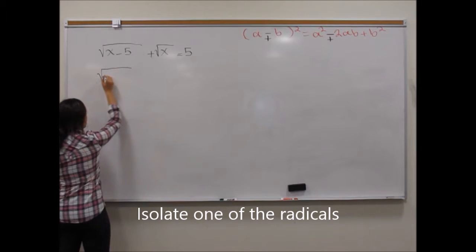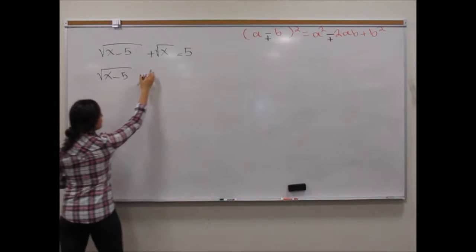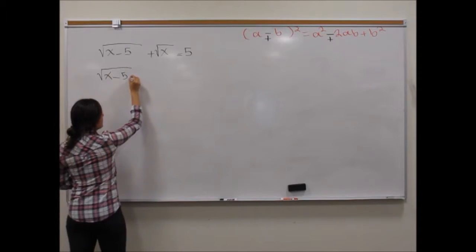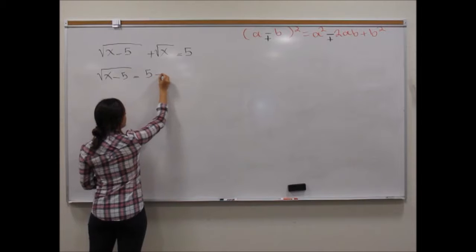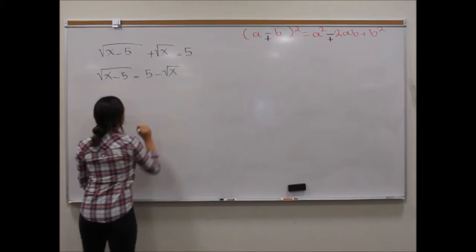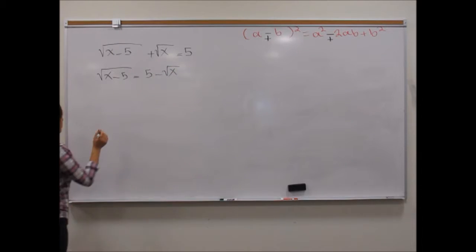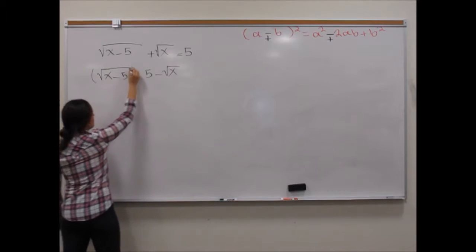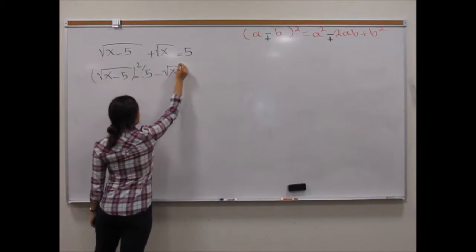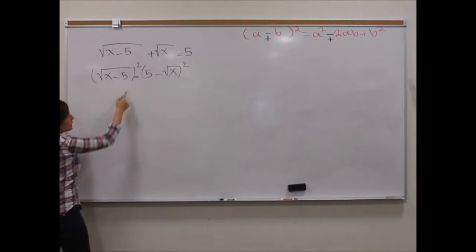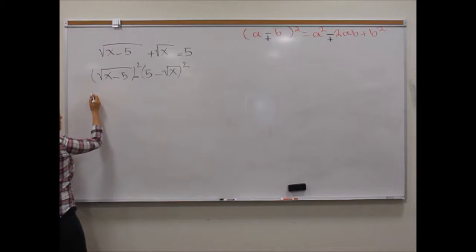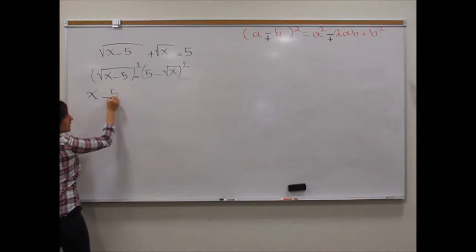So I would have rad x minus 5, so actually minus rad x from both sides. So here would be 5 minus rad x. And now let's square both sides so that I get rid of this radical. Squared and squared. The second power and the radical would cancel each other. So on this side I would have x minus 5.